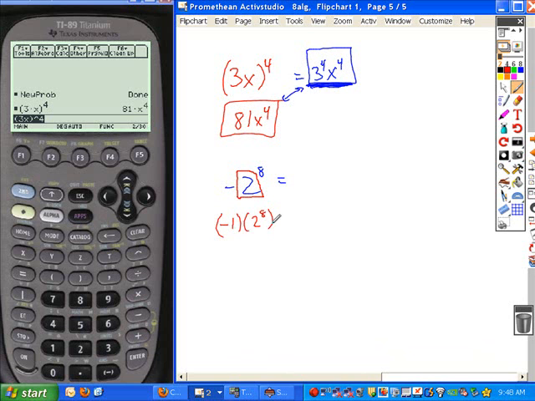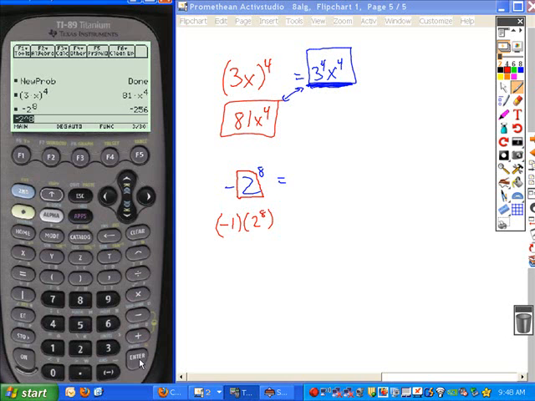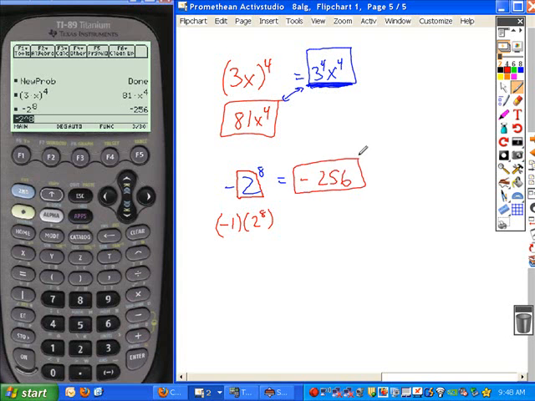So when you simplify this, again, if you just type it in the way it appears, negative 2 to the power of 8, your calculator evaluates this for you. It's going to apply this 8 only to the base of 2, so your answer would be negative 256. Okay, that is correct.